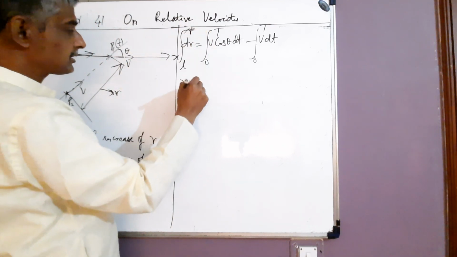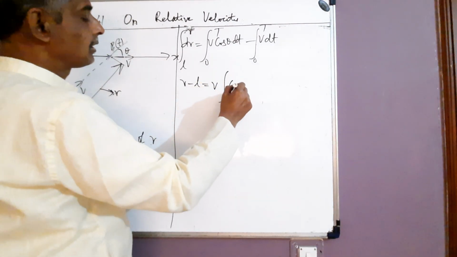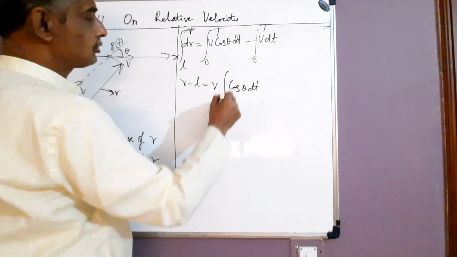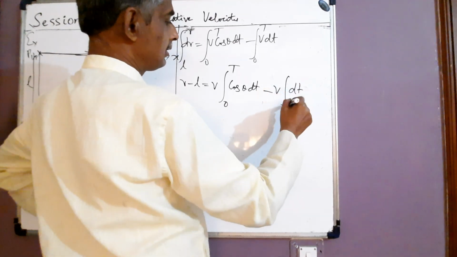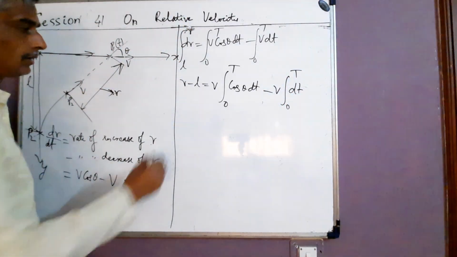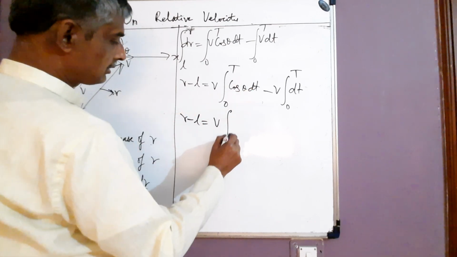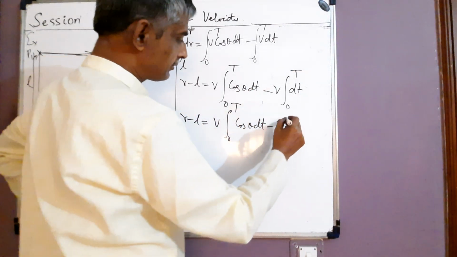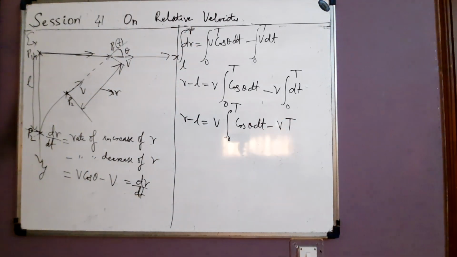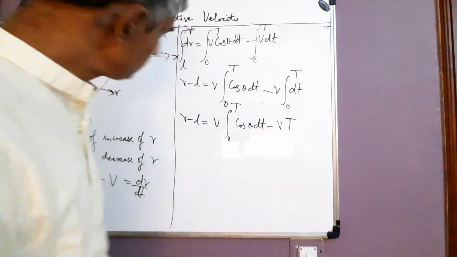Integrating, inserting limits, r minus L. V is constant, v comes outside the integral, cos theta dt, 0 to t. So r minus L is equal to v times the integral from 0 to t of cos theta dt, and this is just vt. First equation we have obtained. Now we have to eliminate this integral, then the problem will be solved.